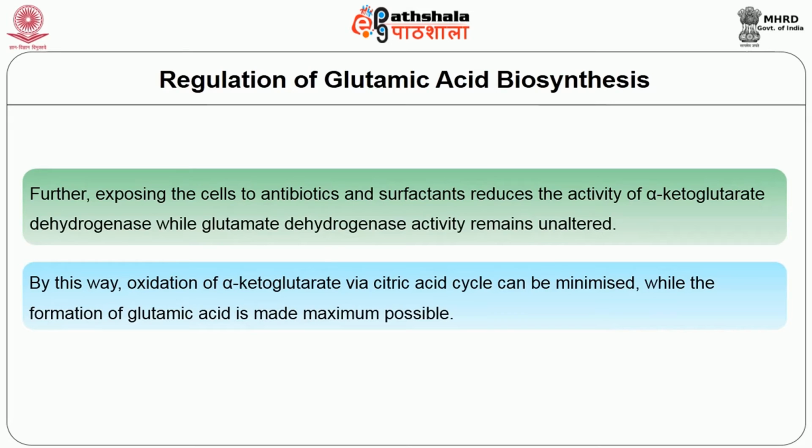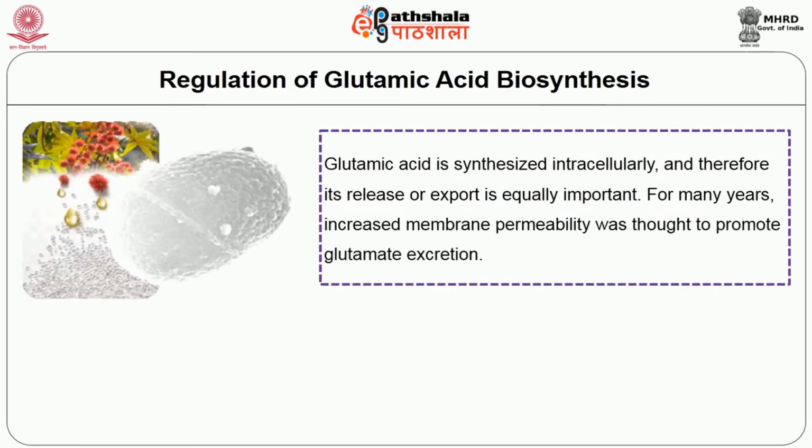made maximum possible. Glutamic acid is synthesized intracellularly and therefore its release or export is equally important. For many years, increased membrane permeability was thought to promote glutamate excretion. Recently, however, export via a specific efflux transporter has been proposed as a mechanism for avoiding exceptionally high levels of intracellular glutamate. Such an exporter has been proposed by analogy with the lysE transporter that is responsible for lysine and arginine export in Corynebacterium glutamicum.